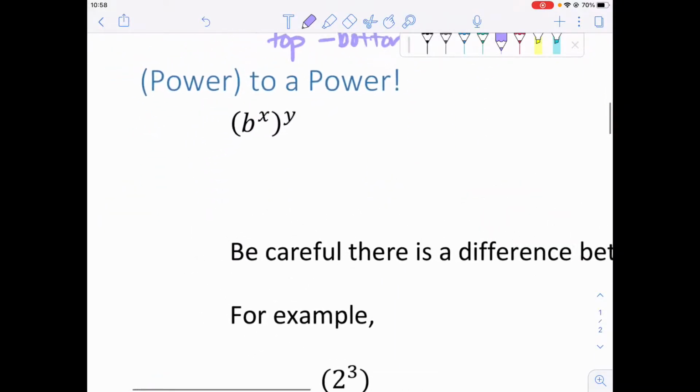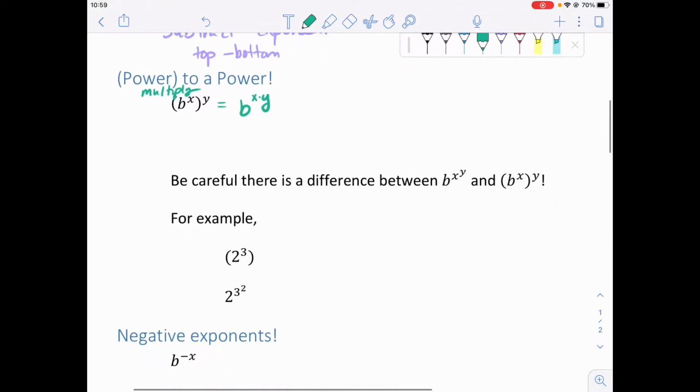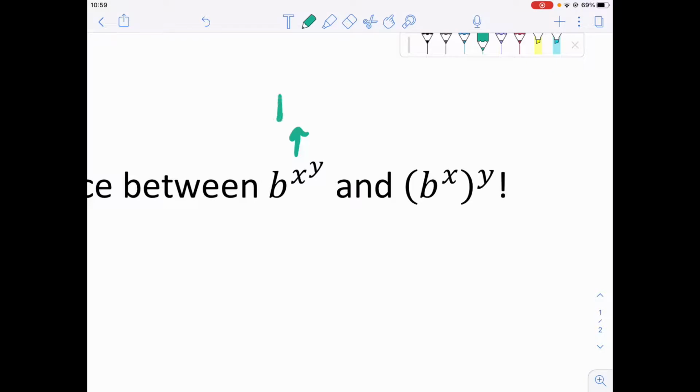What if we have a power to a power like this? b to the x, to the y. So here we only have one base, so we can pretty much always do that. So power to a power, we multiply. So b to the x, to the y is b to the x times y. Be careful, those parentheses do matter. There's a difference between (b to the x) to the y and b to the (x to the y). One says that we have b to the x, and then there are y x's up here.